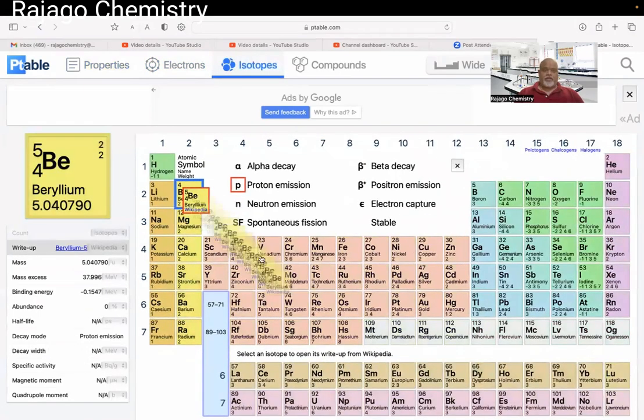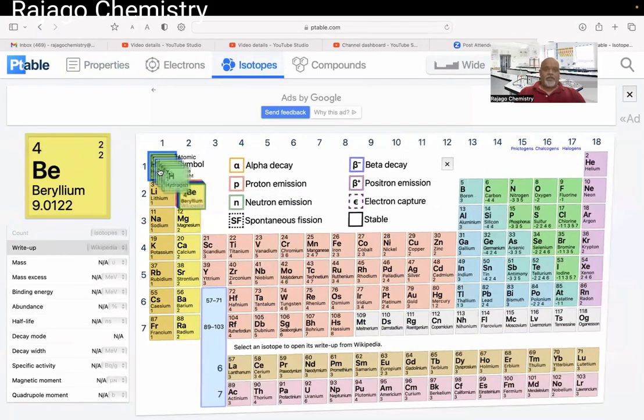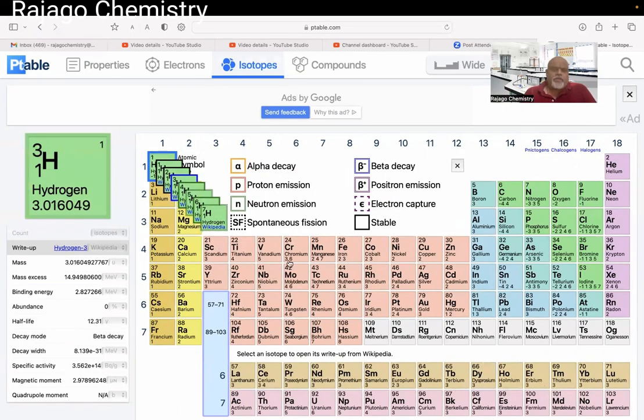So you see that if I click that, it shows that beryllium has so many isotopes. Hydrogen has so many isotopes as well. How these isotopes are formed is a different chemistry, which we are going to look at later. So this is a compendium of so much information, and relevant information about nuclear chemistry is also given here.